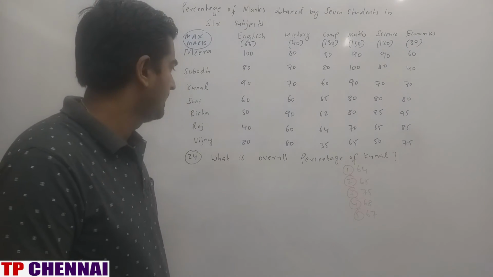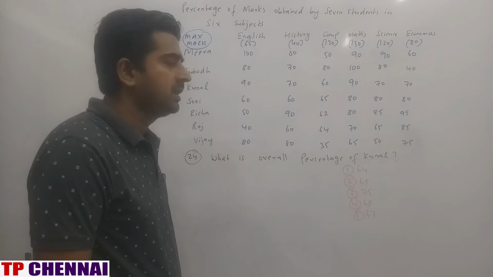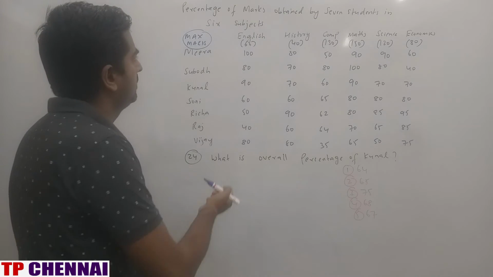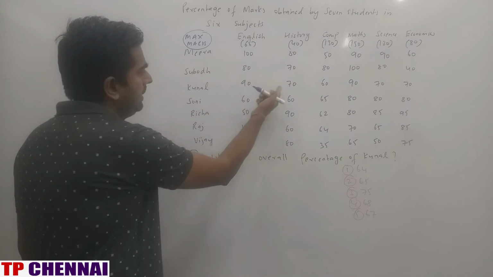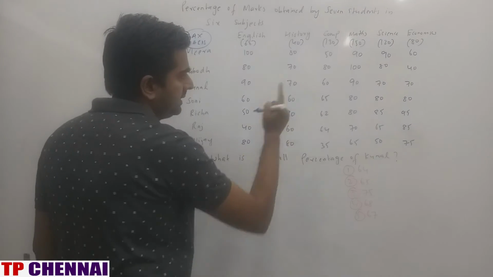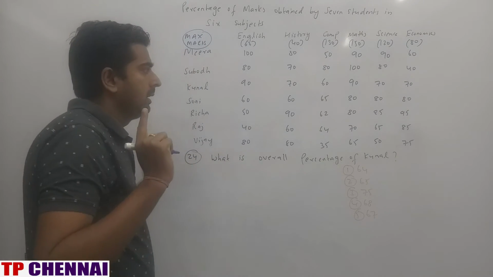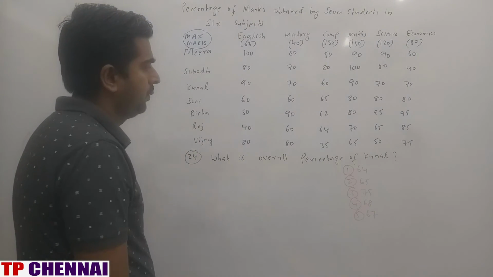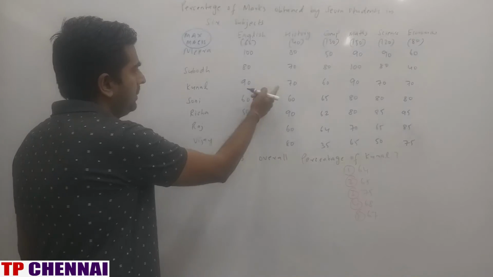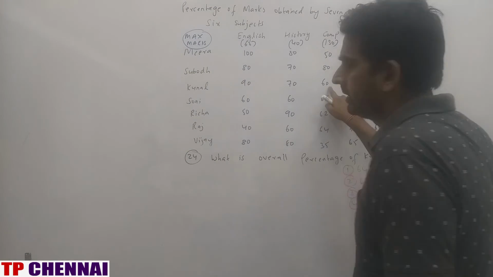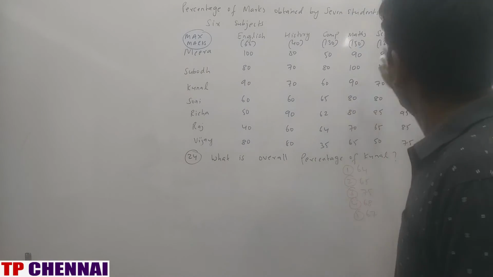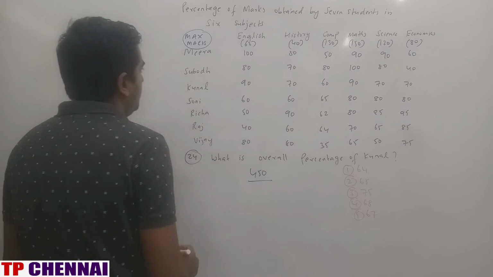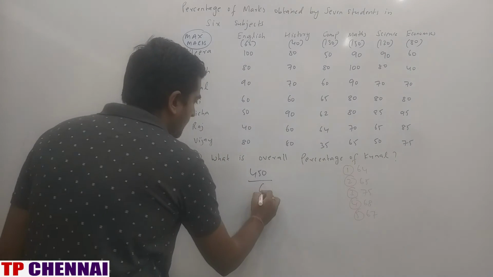Fourth question in this DI, what is the overall percentage of Kunal? Where is Kunal here? We need to add directly. 90 plus 70 is 160, 160 plus 60 is 220, plus 90 is 310, plus 140 is 450. So 450 divided by 6. What is my answer?